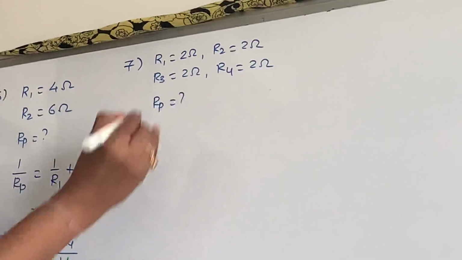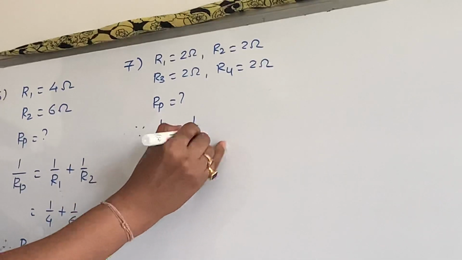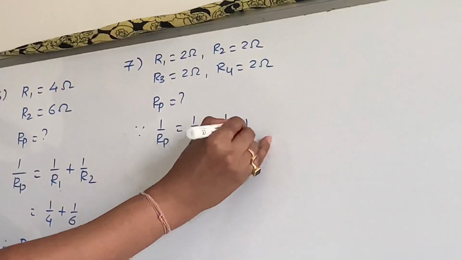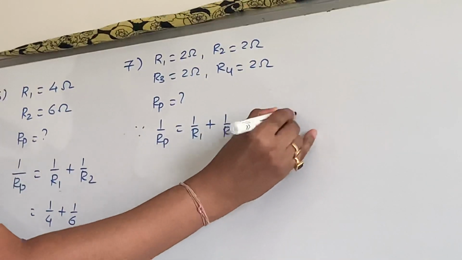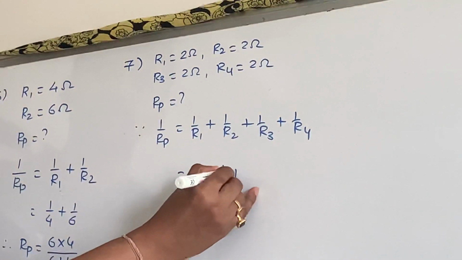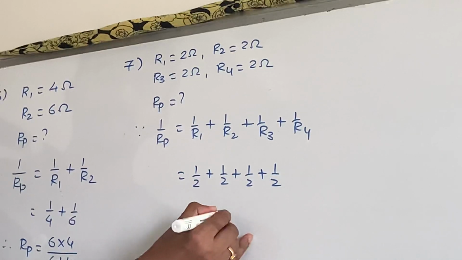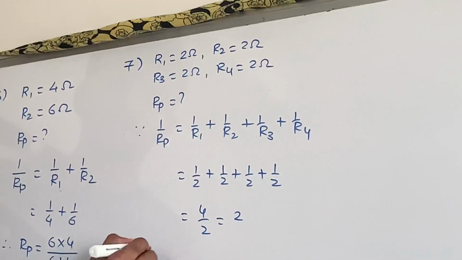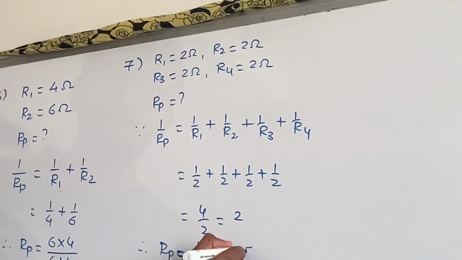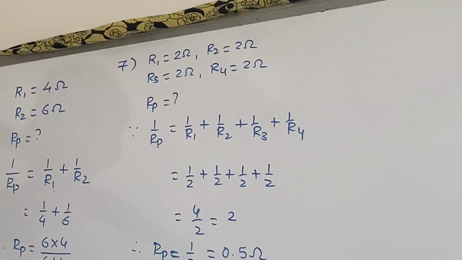They want RP. Since we have 1 by RP is 1 by R1 plus 1 by R2 plus 1 by R3 plus 1 by R4. So this is 1 by 2 plus 1 by 2 plus 1 by 2 plus 1 by 2. So this becomes 4 by 2 which is 2. So I can write here RP is equal to 1 by 2 which is equal to 0.5 ohm. This is the resistance. Now we'll go with the 8th one.